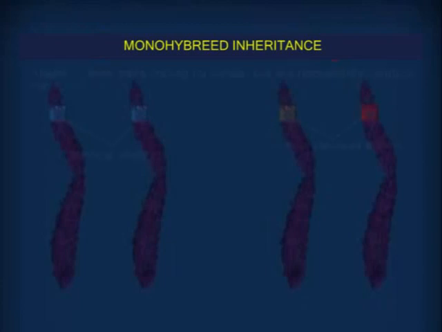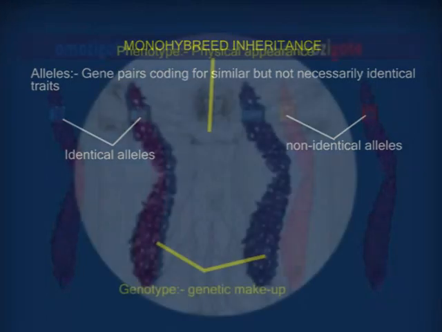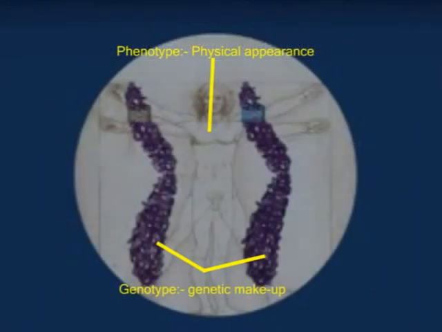Actually, alleles are gene pairs that code for the same but not identical characteristic. For example, for the gene that codes for height, the alleles are one coding for tallness and the other coding for dwarfness. You realize that both code for height but different manifestations. The genetic constitution of an organism is known as its genotype, while the outward appearance of the organism is called the phenotype.